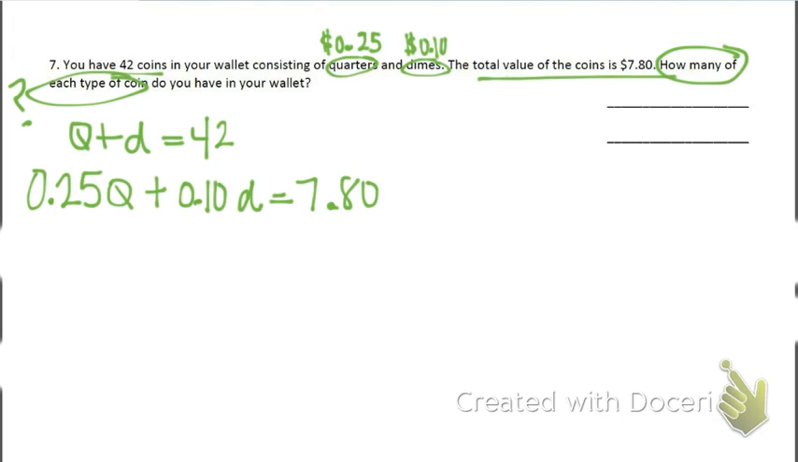So here's what I want you guys to do. What method looks like it might be quickest for you to use? Substitution. So what I want you to do right now, you can work by yourself for just a couple minutes, and then I'll let you work with your partner. Start solving this using substitution.